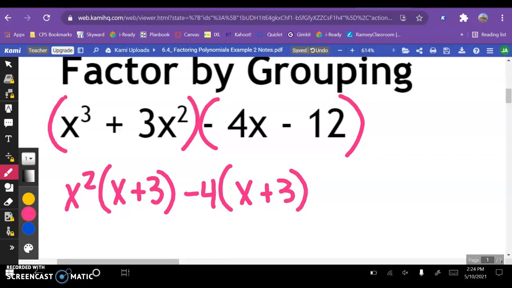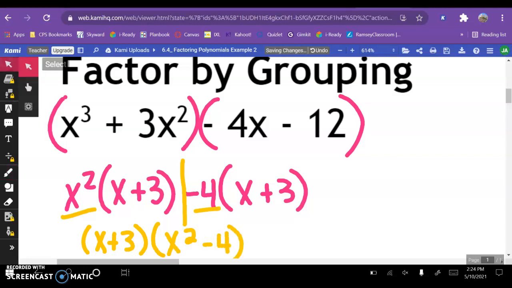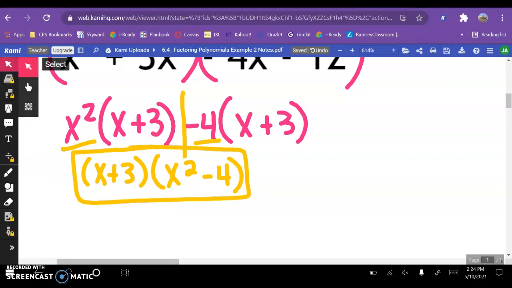So then what do my two sets have in common? If you kind of pretend that this right there divides it into half, what does both sides have in common? Well, they have an x plus 3 in common, and then in your second set of parentheses, you write what is left over. There's an x squared and a -4, so x squared minus 4. And that is your factored answer after factoring by grouping.